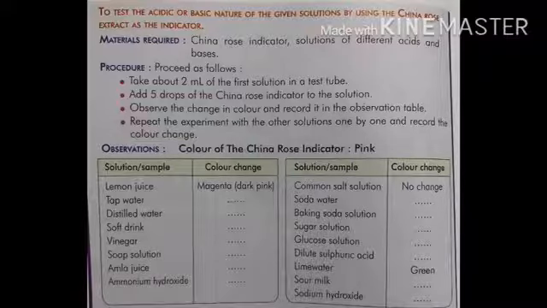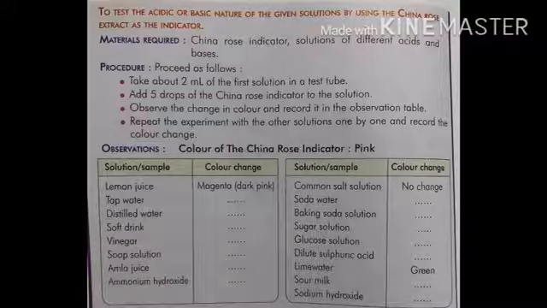Procedure: take about 2 ml of first solution in a test tube. Add 5 drops of China rose indicator to the solution. Observe the change in color and record in the observation table. Repeat the experiment with other solutions one by one and record the color change.